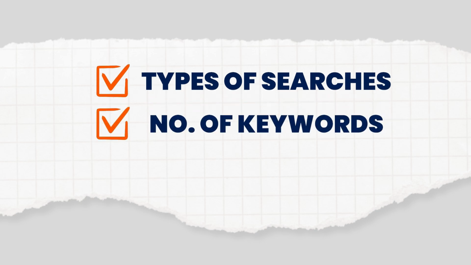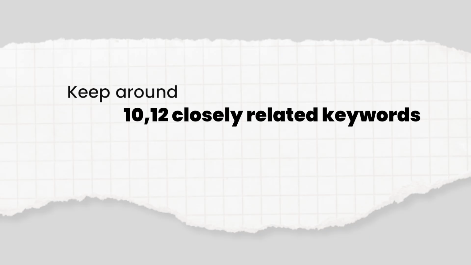2. Number of keywords. Avoid overcrowding an ad group with too many keywords. When you add 50 variations, the theme becomes diluted and Google struggles to understand your ad's focus. A good practice is to keep around 10-12 closely related keywords per group.